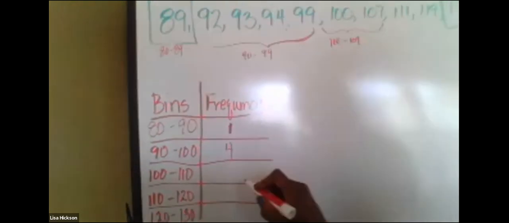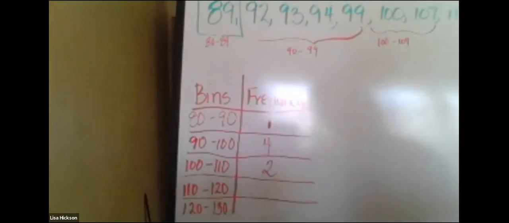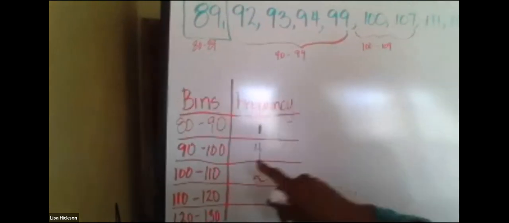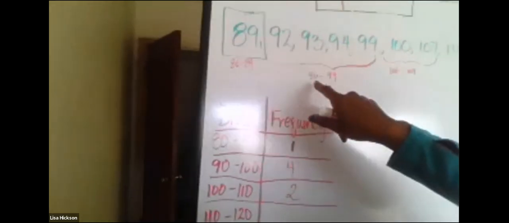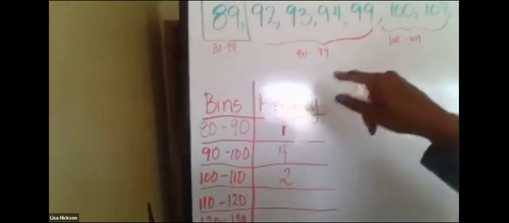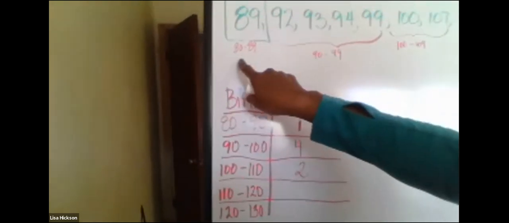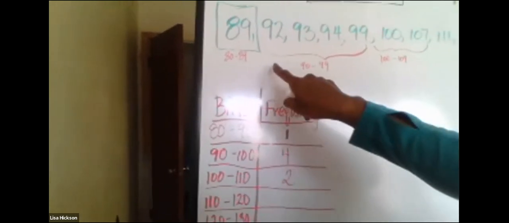We have 2 values. Okay, so again, remember, the upper value goes with the next group. So in this first group, we only count 80 to 89. In the second group, we count from 90 to 90.